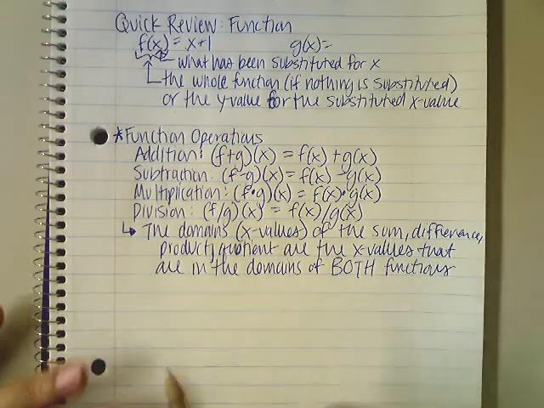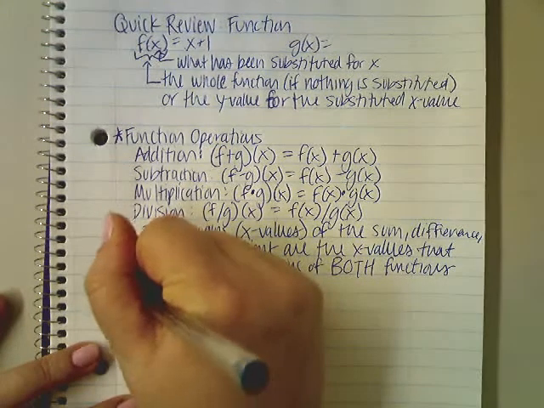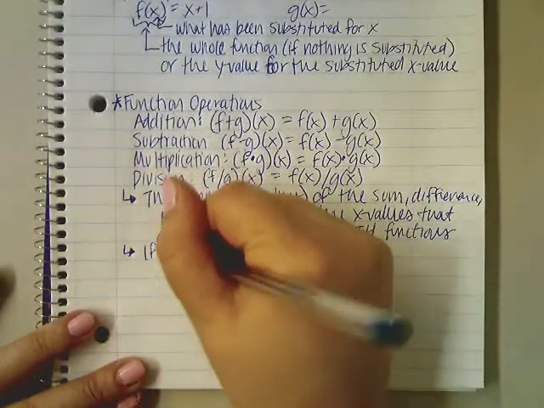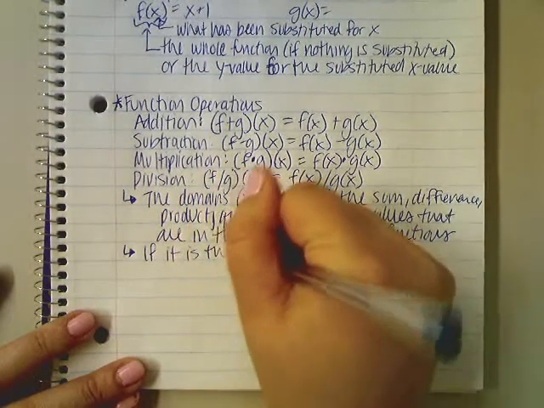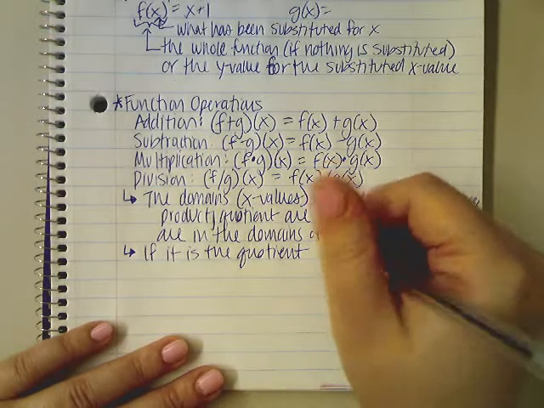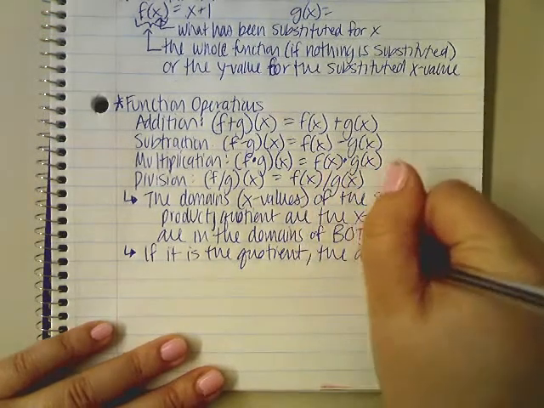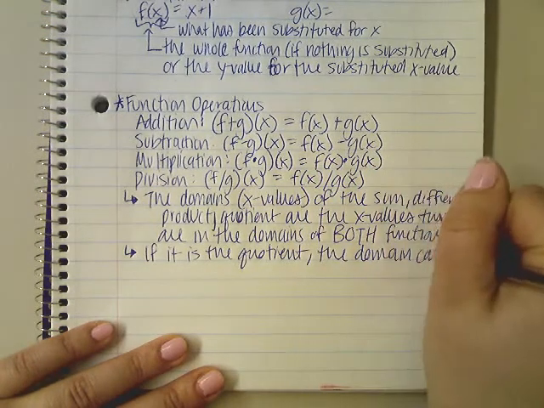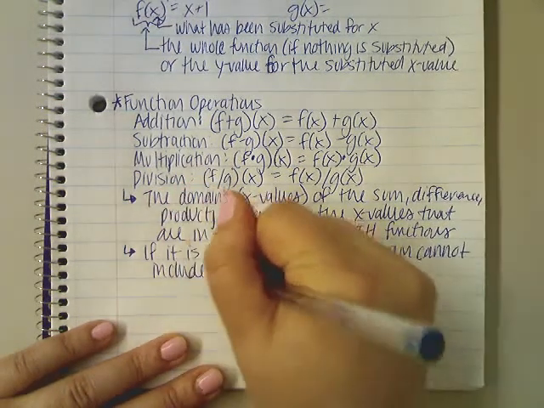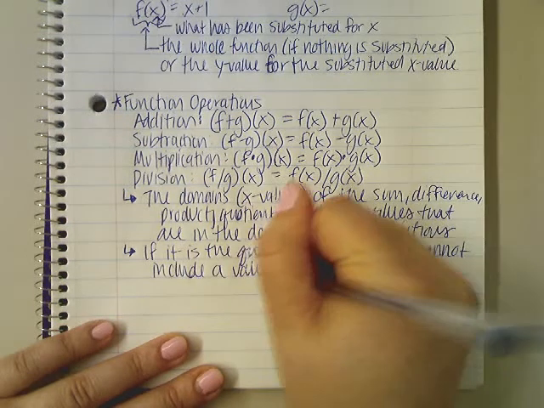The only thing that's sort of like a little asterisk on this, or a little note you need to make, is if you take the quotient, so if it is the quotient, the domain cannot include a value that would make the denominator 0.